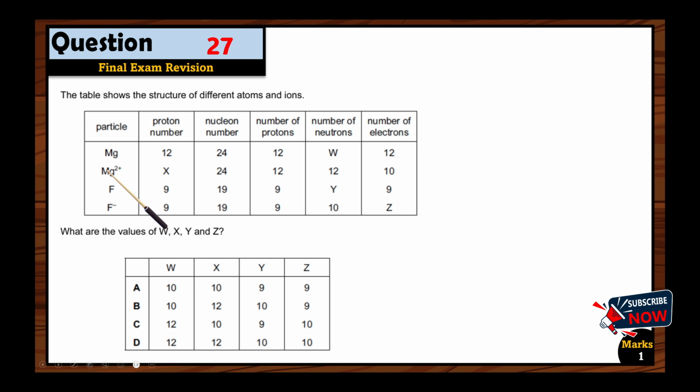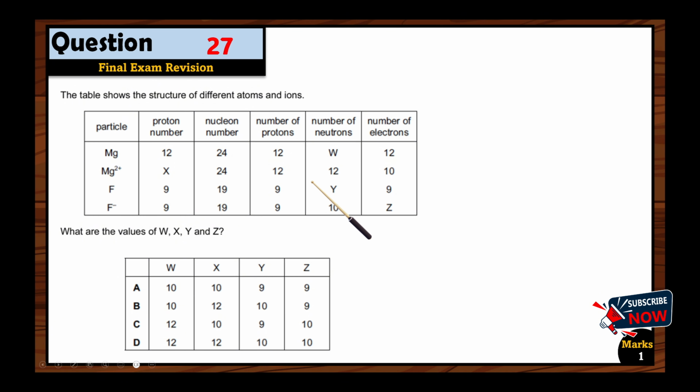Now let's come toward Mg2+. So the proton number we have to find. The number of protons is already given here again, so it should be the same, right? They just want to confuse you, but it's the same. Okay, so 12 and 12. So it will be 12. So where can you find the 12? Yes, in option D. Okay, now let's see for fluorine, Y.